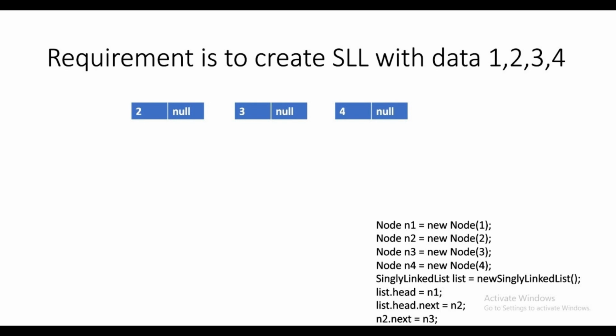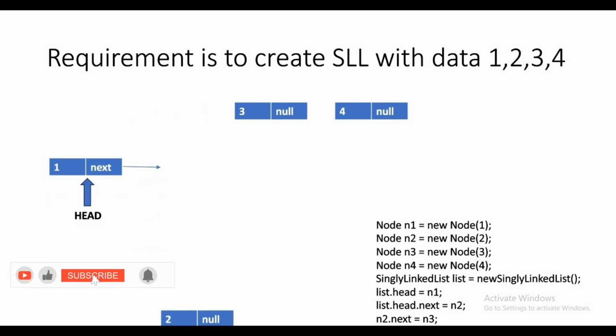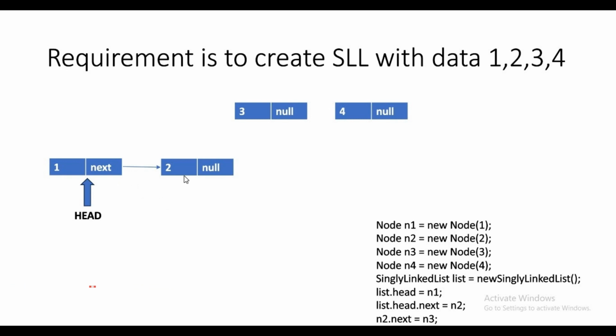So what we need to do? We need to assign node n1 to list.head. List.head is nothing but the entry point of a singly linked list. It will be like this. We have a singly linked list and it contains node 1, which contains reference null. Now I want to link n2 to n1. It will be like, yeah, you can observe it here, right? Now after node 1 we have node 2.